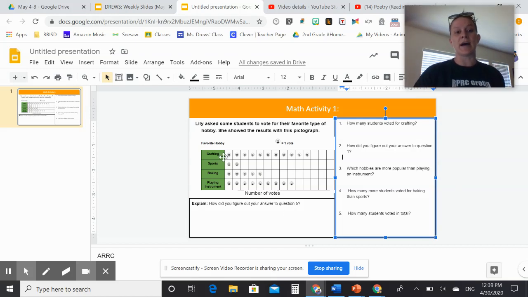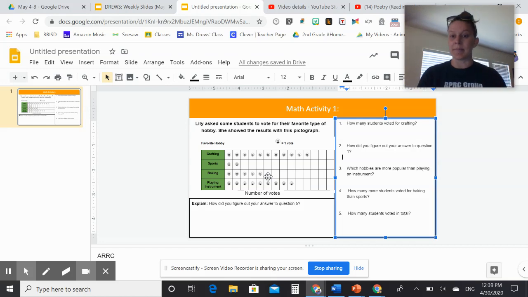So looking at this graph, it tells me my title up here, favorite hobby, and then I have crafting, sports, baking, playing instruments, okay? And then my number of votes are going down this way. So this is one of those horizontal graphs, okay, that I'm reading across. When it's asking me something like how many more than, it's really easy to find it on the graph, okay?